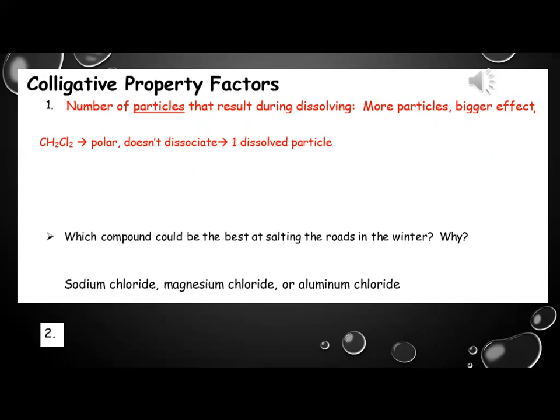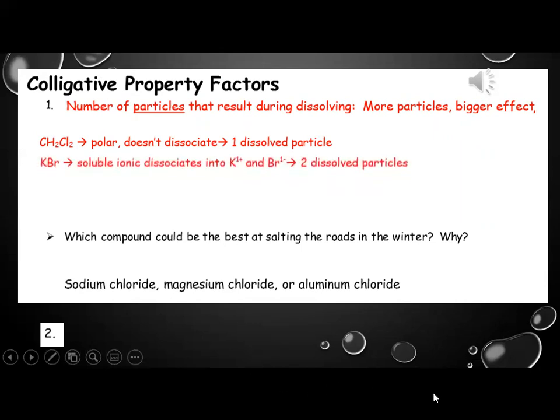If you look at KBr, for instance, that is a soluble ionic compound. When it dissolves, it breaks up into K1 plus and Br1 minus. For every 1 KBr we put in there, we get 2 dissolved particles. Those are going to be more effective at increasing our boiling point and lowering our freezing point and lowering our vapor pressure.